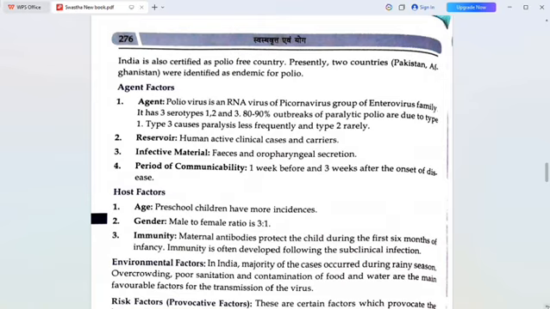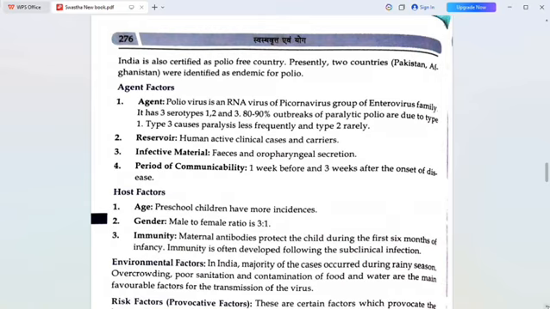So the person is able to communicate this disease even before the infection itself, even a week before the infection, and after the infection, 3 weeks after the infection. So the agent factors are agent, reservoir, infective material, and the period of communicability.